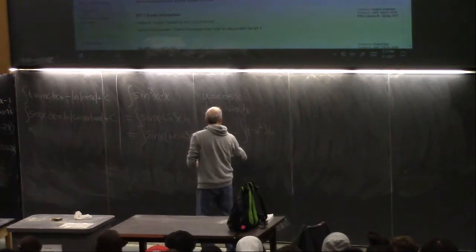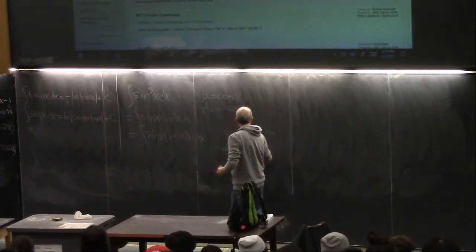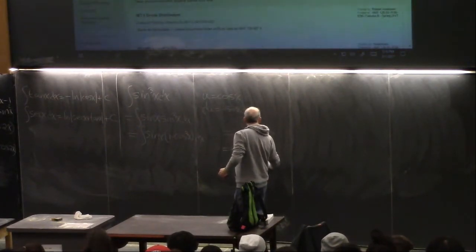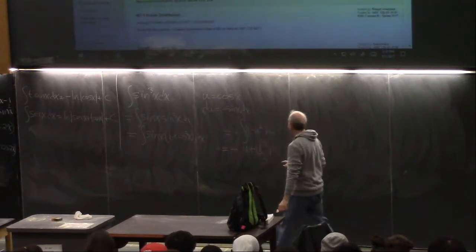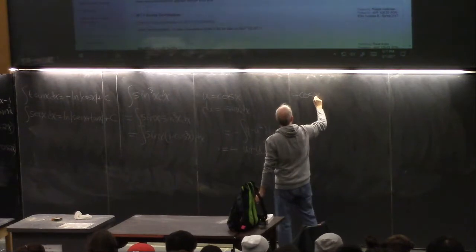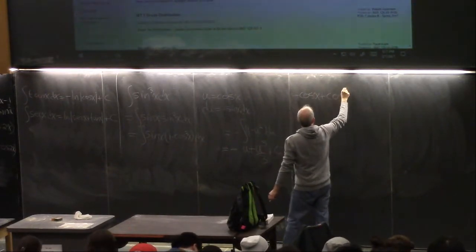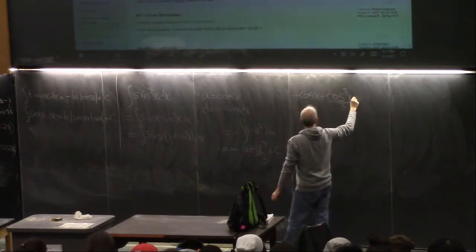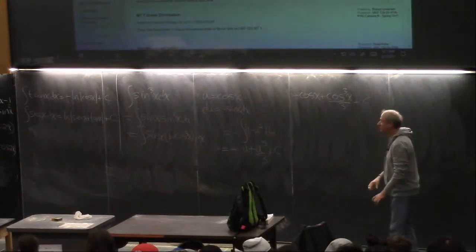So this is negative u plus u cubed over 3 because I distributed the minus sign. And then you substitute back. You get negative cosine x plus cosine cubed x over 3 plus a constant.